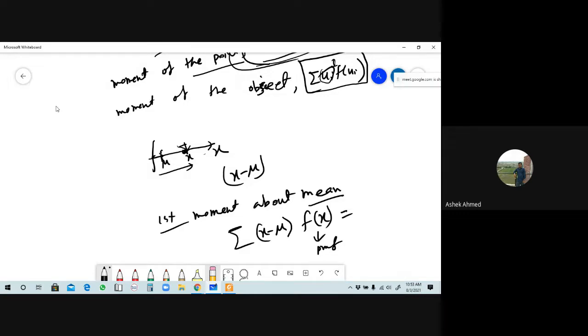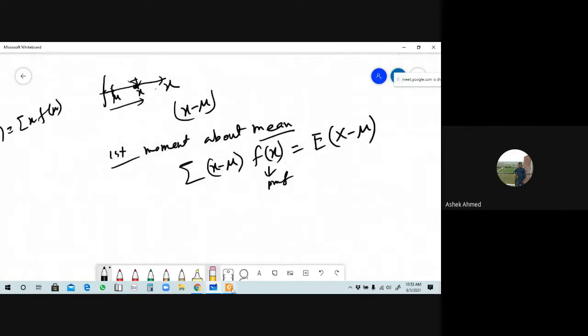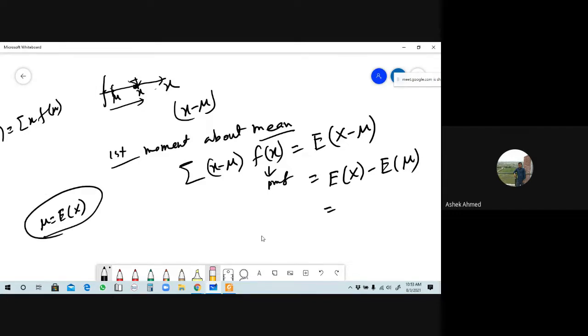In the expectation form we know that the expectation of x is the summation of x into f of x. Is it right? So this will be the expectation of x minus mu here. Since we know that the expectation is a linear operator, this will be the expectation of x minus the expectation of mu. We know that mu is the expectation of x. So the expectation of x is mu, minus the expectation of any constant c. Can you remember? I discussed it already in the last class.